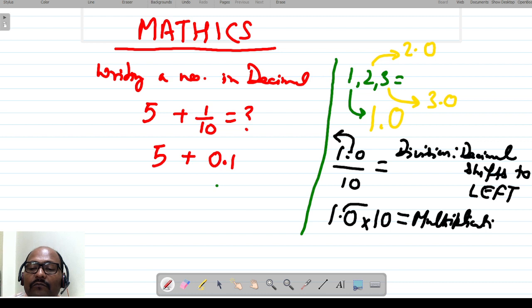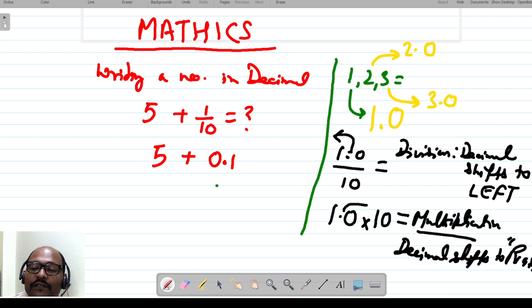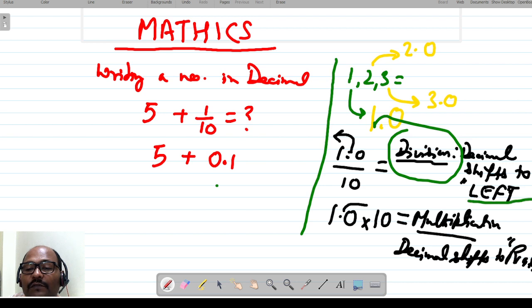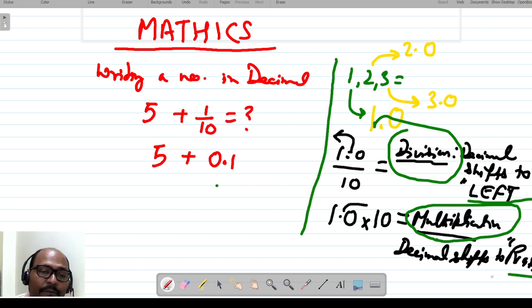And when multiplication is there, the decimal shifts to the right. This is a thumb rule. Just remember it, students. Let me capture it in a different color so that we'll be able to remember. For division, the decimal shifts to the left, and for multiplication, the decimal shifts to the right. I think you got the concept behind this, right?